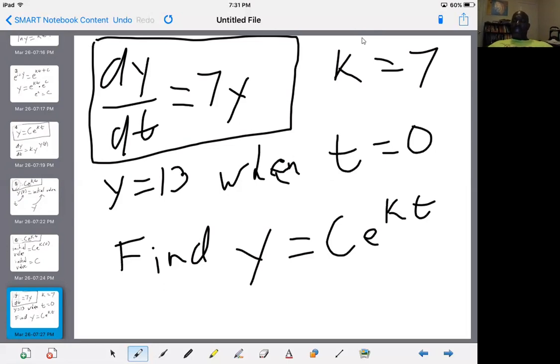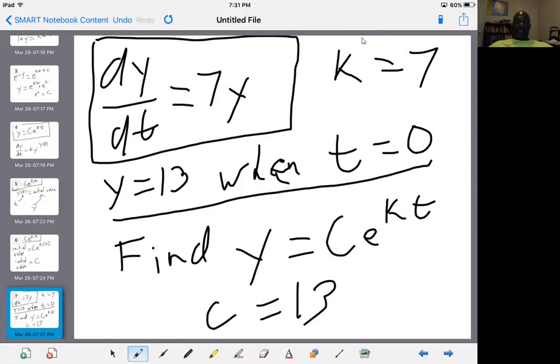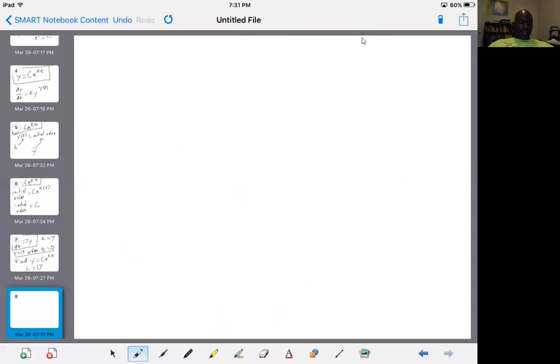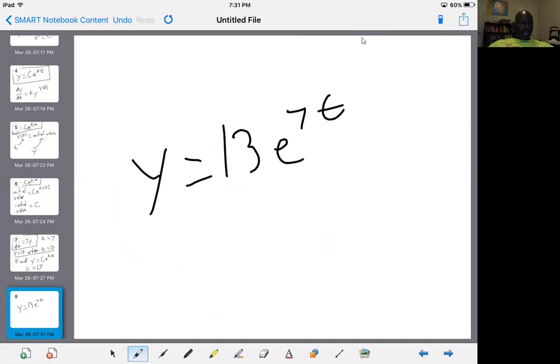I need to find c. C is the initial condition, the initial value, the initial population. C is the value of whatever y represents when t is 0. Well, look, when t is 0, y is 13. So c is 13. So then what does y equal? Y equals 13e to the power of 7t. K was 7, correct? I forgot the problem already. Yeah, k was 7. So y equals 13e to the power of 7t. Problem solved.